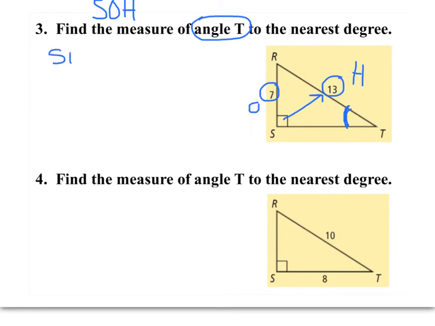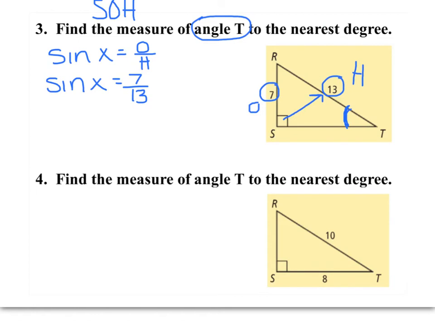So I'm going to do sine of x equals opposite over hypotenuse. I am going to leave my x in the problem because I do not know the angle measure. That is what I'm trying to find. Then I'm going to plug in my opposite and my hypotenuse. So 7 over 13.